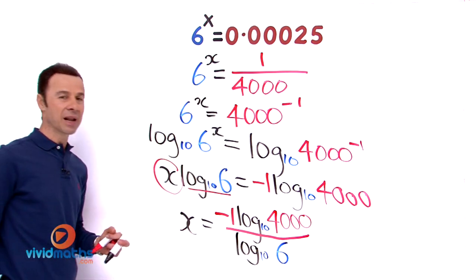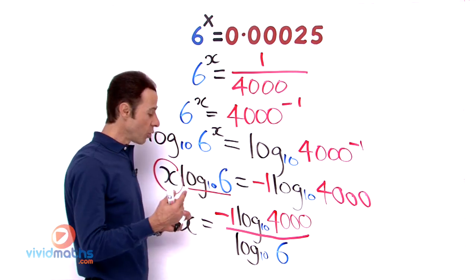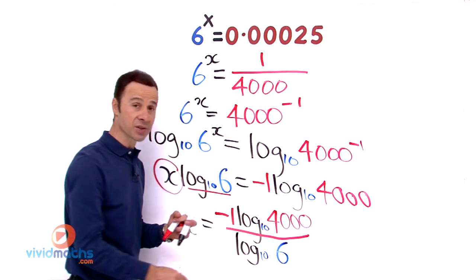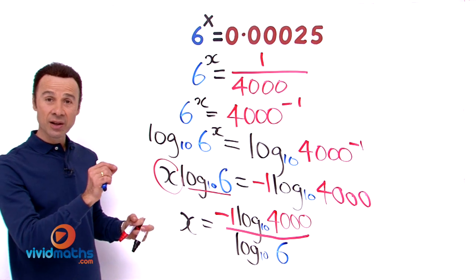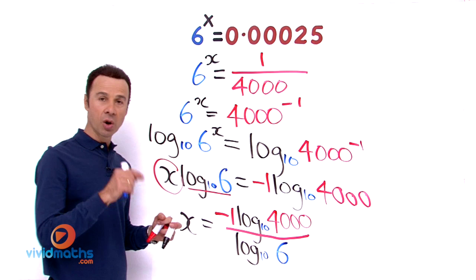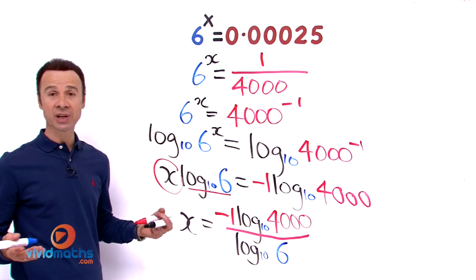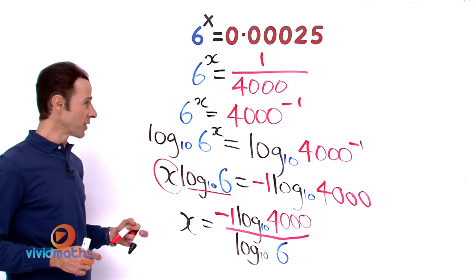All we have to do is plunk that in the calculator. Now this part here, you can't take a negative log. What you do is you go log of 4000 and then just add the negative sign to it later. That way you can't get an error. And then down the bottom here, just go log 6. And of course it's going to be base 10. That's what my calculator is using anyway. So let's plunk that into the calculator.